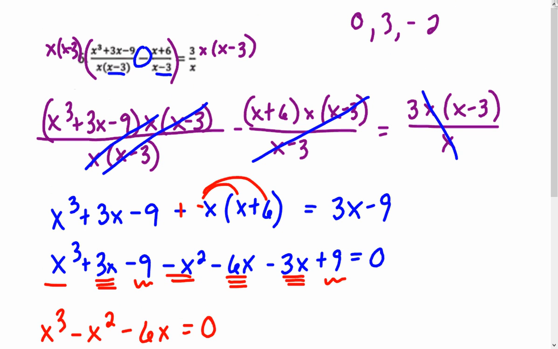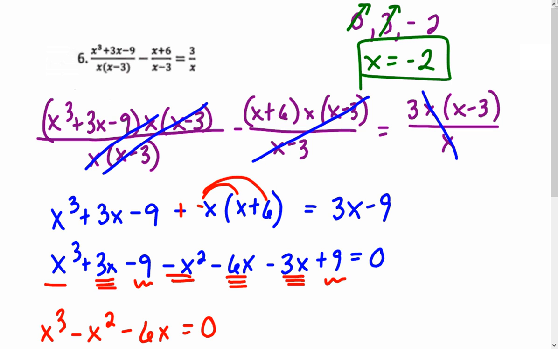Now I have to go back to my original problem and check to see what works. We know that we can't have a 0 in the denominator. If I put 3 in for x, that makes this denominator 0. It also makes this denominator 0. Again, you can't divide by 0. So therefore 3 is extraneous as well. And then negative 2 works. So my only answer is x equals negative 2.